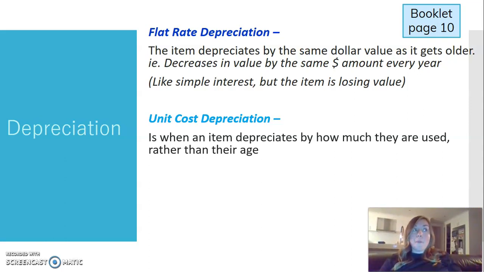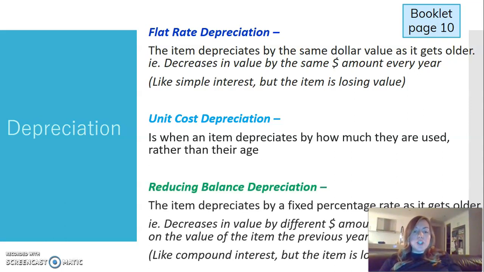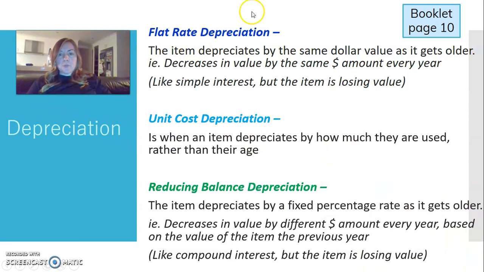The third type of depreciation that we look at is reducing balance depreciation. With reducing balance depreciation, an item is depreciating by a fixed percentage as it gets older. So this is still based on age. As time goes on, you are losing value. That loss in value is based on the previous year's value of the item.